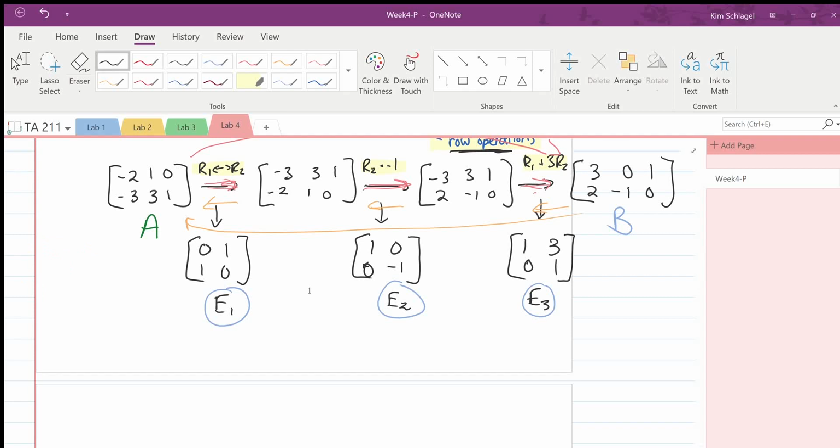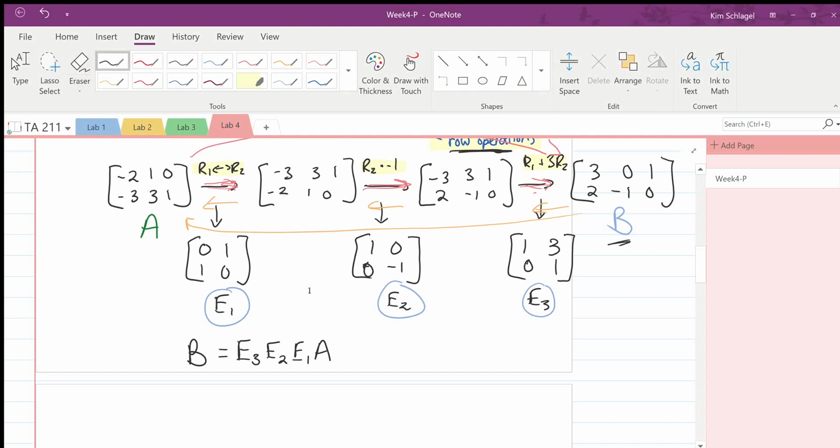Okay, so knowing this, we have our B here. It's actually equal to E3, E2, E1, A. Does that make sense? Because like we just discussed, we're multiplying on the left by all of our operations here.